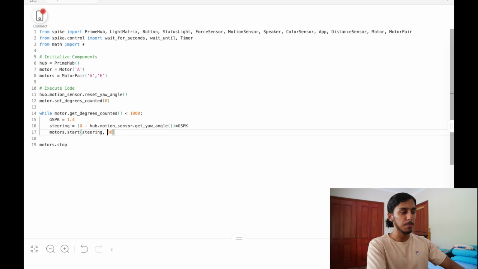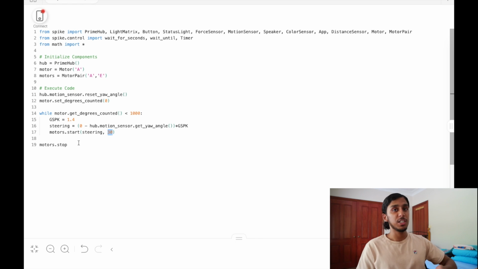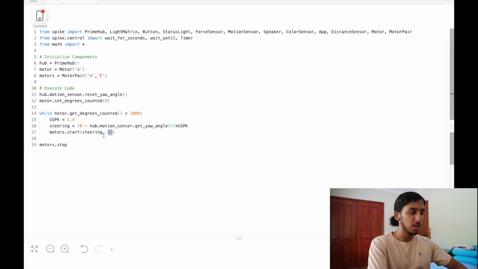The higher this number here, probably the higher the GSPK needs to be. But the lower this number, then the lower the GSPK needs to be. So by changing one variable, another variable kind of changes as well, which is normal in programming. You'll need to fine tune both of them to create the perfect gyroscope for your robot. So let's go with a 30% speed. I'm going to get rid of this backspace because I don't like how that looks. And let's see what this looks like.